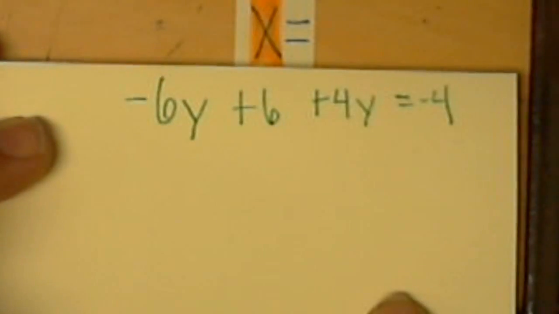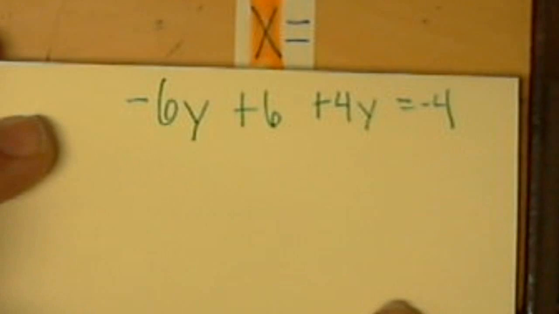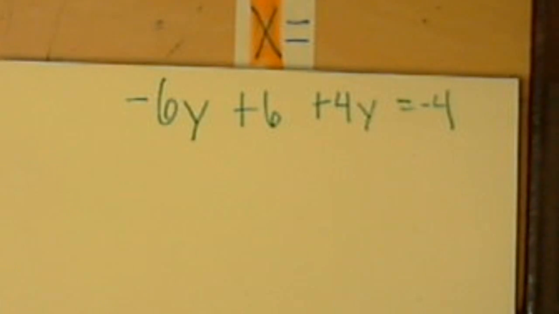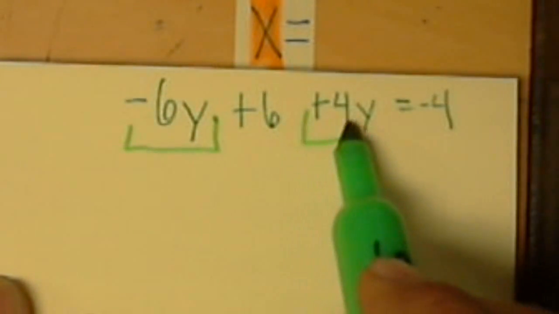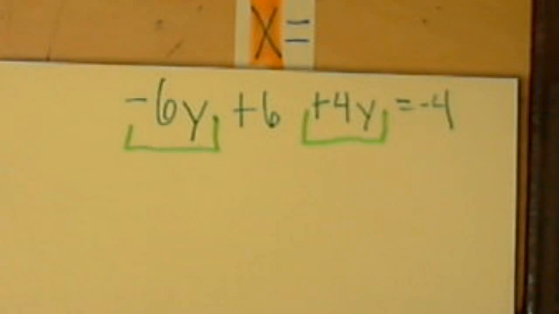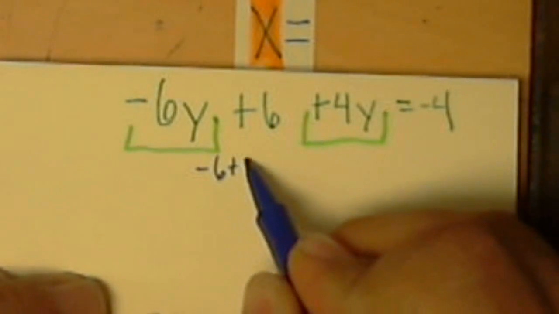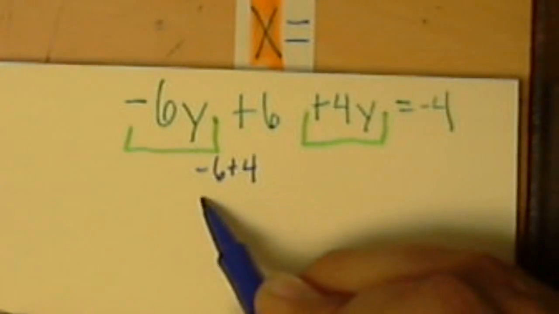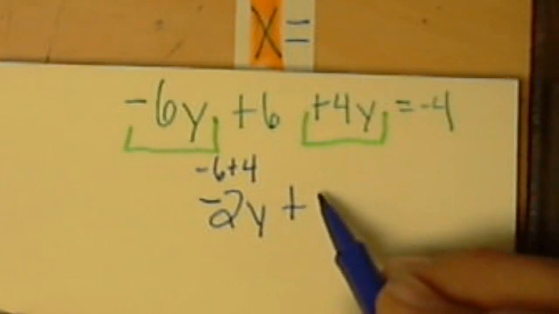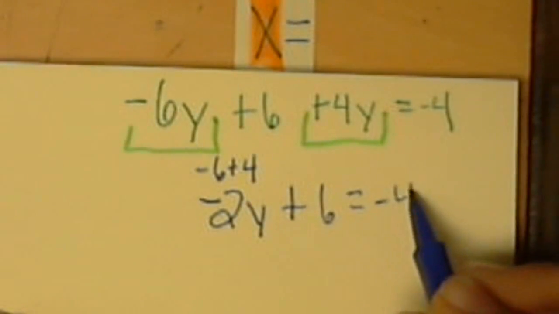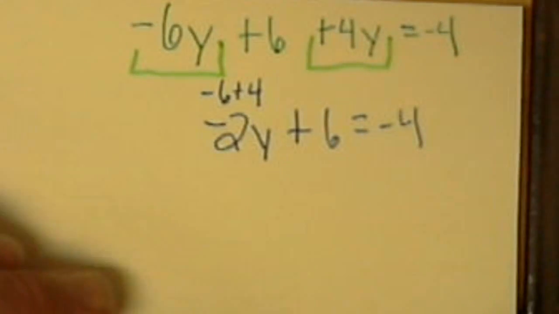Well, now we don't have an x, so we can solve for the one variable we do have, which is y, which means I need to identify my like terms. My like terms are the negative 6y and the positive 4y. They're like because they both have the y's. So now we combine our like terms, negative 6 plus 4. I take the coefficients and I add them. So I get negative 2y. I still have the plus 6. I haven't touched that yet. Equals negative 4.